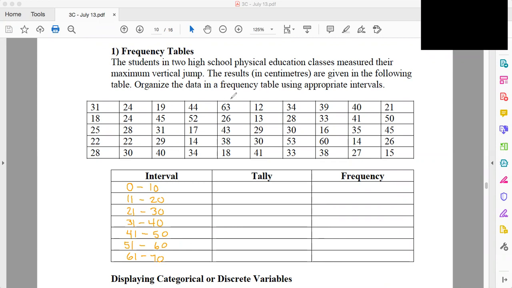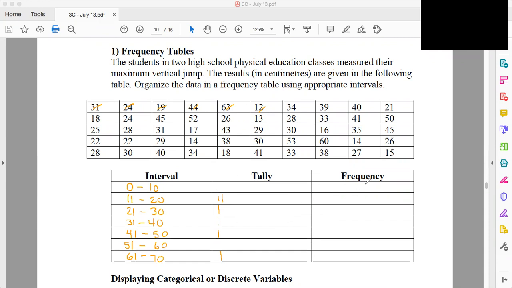So what you're going to do is your tallies and cross out the numbers. So 31 here would go into tally here. 24 would go into here. 19, 44, 63, 12. Okay, so you continue on like that. I know the answers. I'm not going to spend all of our time going through that. You would continue on like that, and then you would count how many.